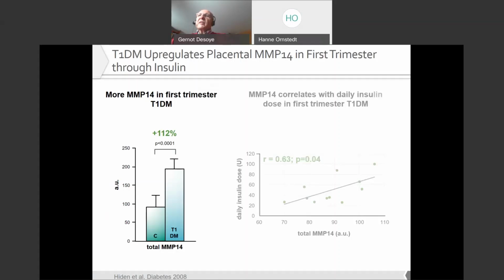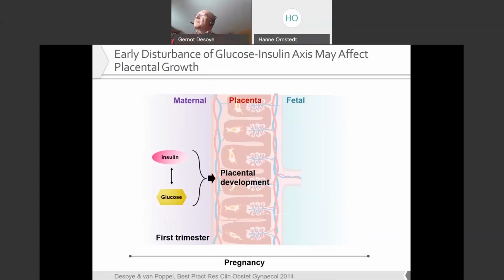And this is not only supported by the in vitro data that we have extensively carried out, but we also tried to see whether there's some sort of in vivo evidence for this. We just correlated the total MMP14 levels in the first trimester placental tissue of type 1 diabetic pregnancy with daily insulin dose. And as you can see here, there is indeed a correlation. So that would somehow suggest that insulin may indeed play a role in regulating placental growth early on in pregnancy.